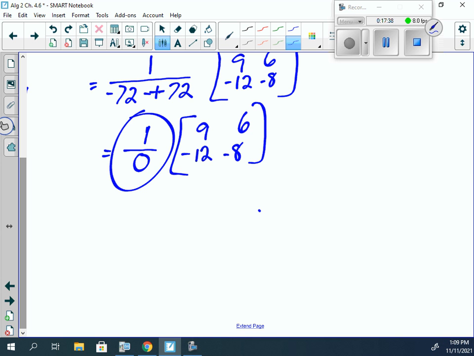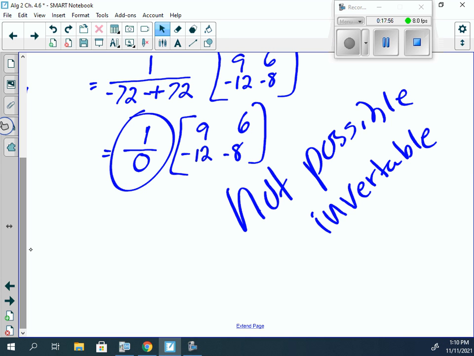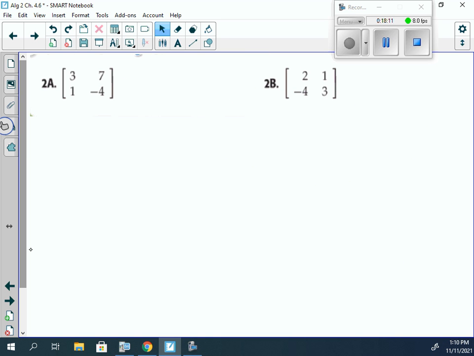Can we have 1 divided by 0? No. So this here is not possible, or really we can say it's not invertible. It will not have an inverse. Questions on this here? So really, if we looked at any of these here and found the determinant, if the determinant is 0, it's not invertible. We cannot have an inverse for it.